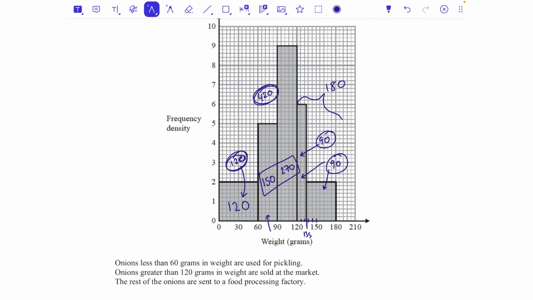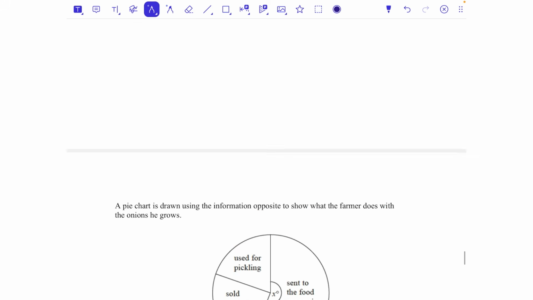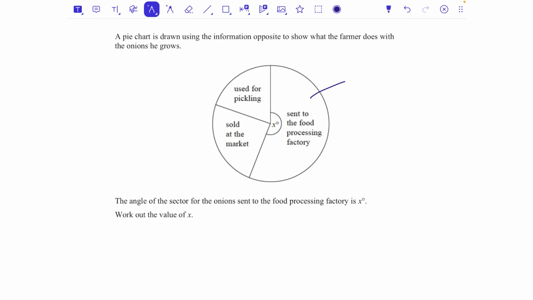So therefore, in total, if I add all of those together, 120, add 420, add 180, there are 720 onions altogether. That's the total number of onions. We're looking at the ones sent to food processing, which is 420. So I know that this section here represents 420 out of 720. And I want to know what fraction of 360 degrees is that.